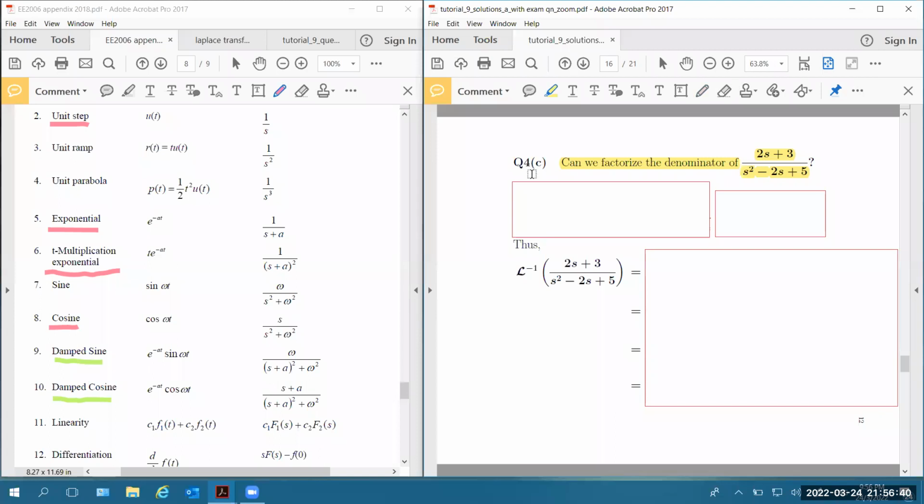Okay, now let's go to question C. Question C is also a rational function. (2s + 3) over (s squared minus 2s plus 5) is a rational function.